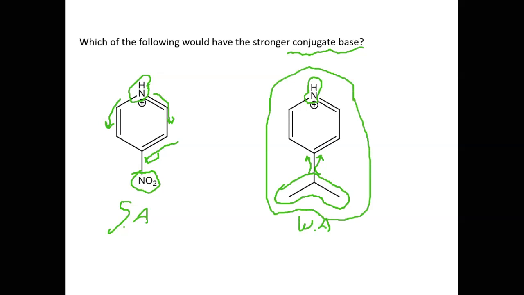If something is weak, it's stable. So when we talk about weak acid, it's stable. Strong acid, reactive. It wants to get rid of its proton. Weak conjugate base, stable. Strong conjugate base wants to acquire a proton. It's hunting.